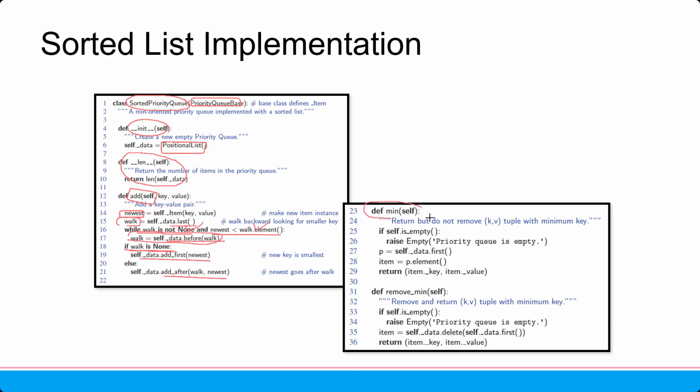So for the minimum, I want to check what is the minimum data from the list. If it is empty, just raise the empty error. If it is not empty, then we will check what is the first data. Remove min means I want to check what is the first data and then remove it from the list.